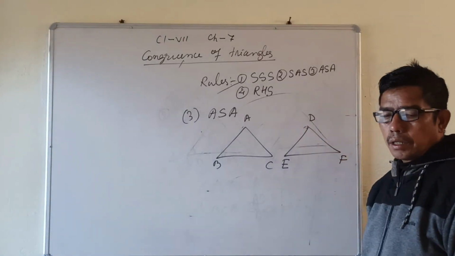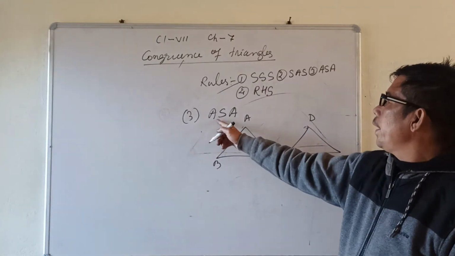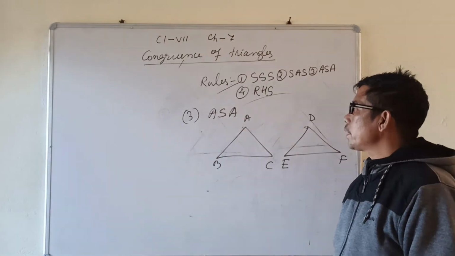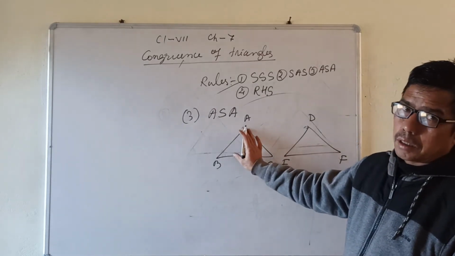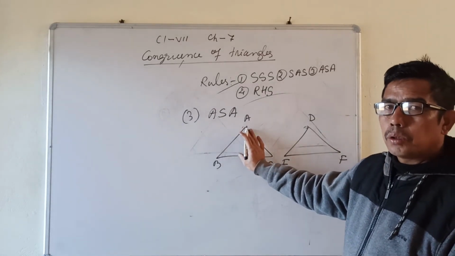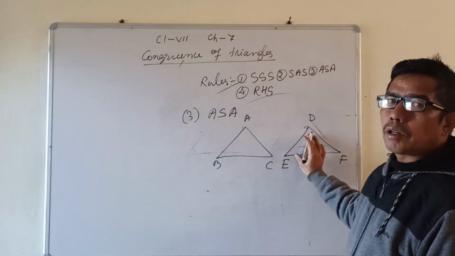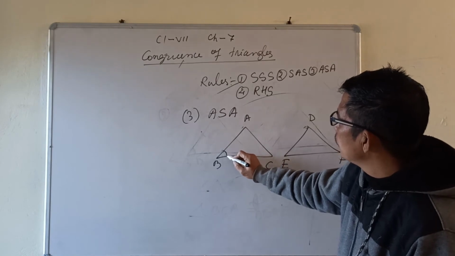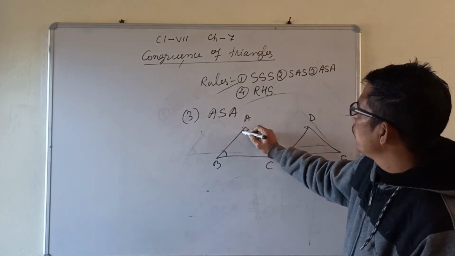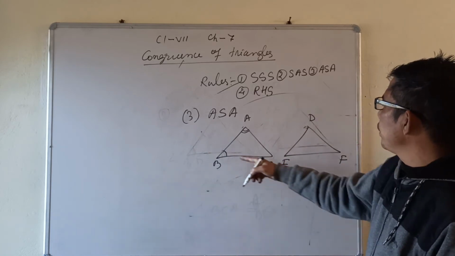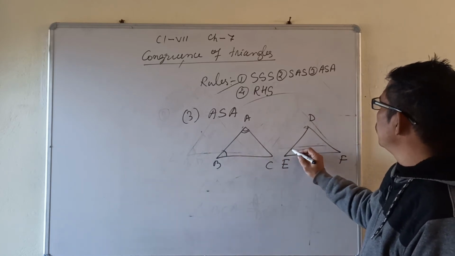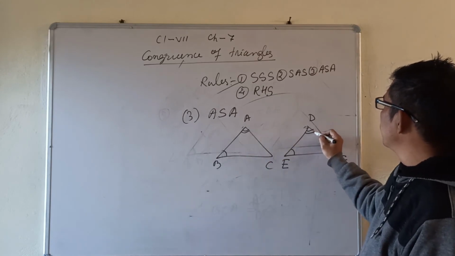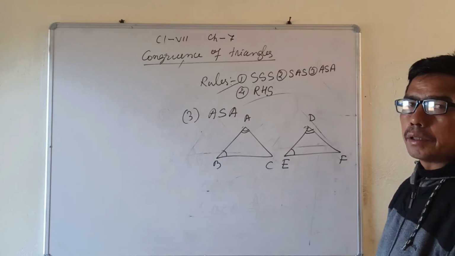And let's come to the third rule, that is ASA, angle side angle. By this rule, two angles of this triangle should be equal to two angles of the other triangle. So we can now choose any angle, B and here A. So B can be taken equal to E, and this one A equal to D.